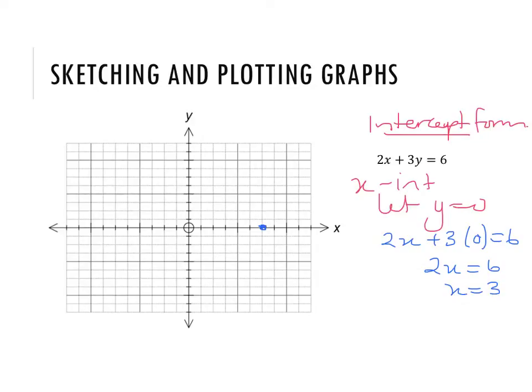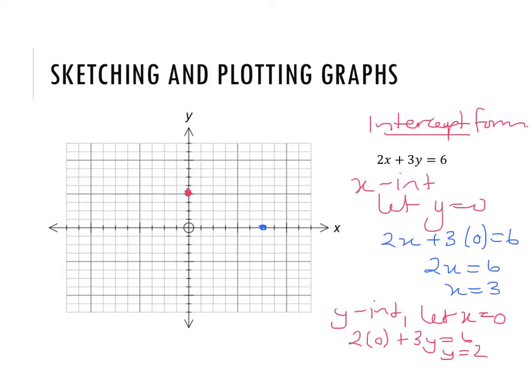And for our y-intercept, we let x equal 0. And so that would give us 2 times 0 plus 3y equals 6, so y equals 2. And working up our graph, we can put our second point there at the y-intercept of 2.